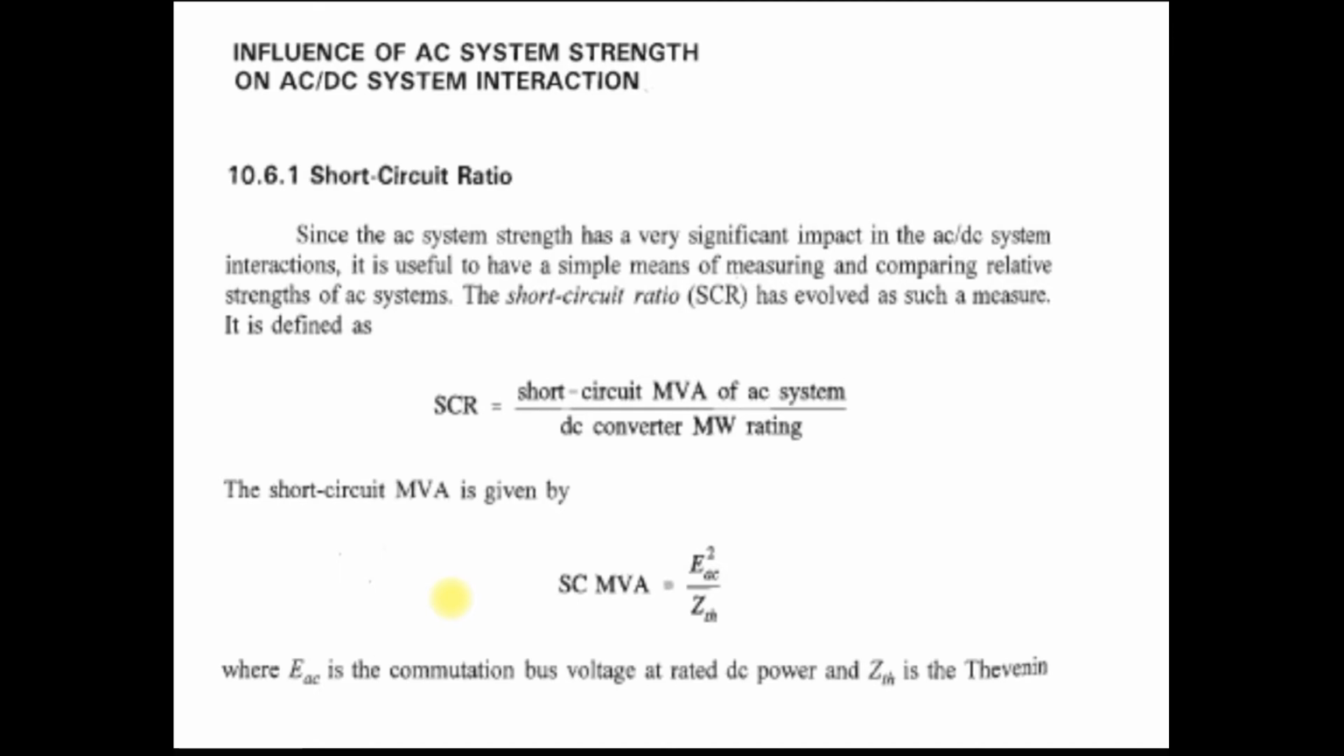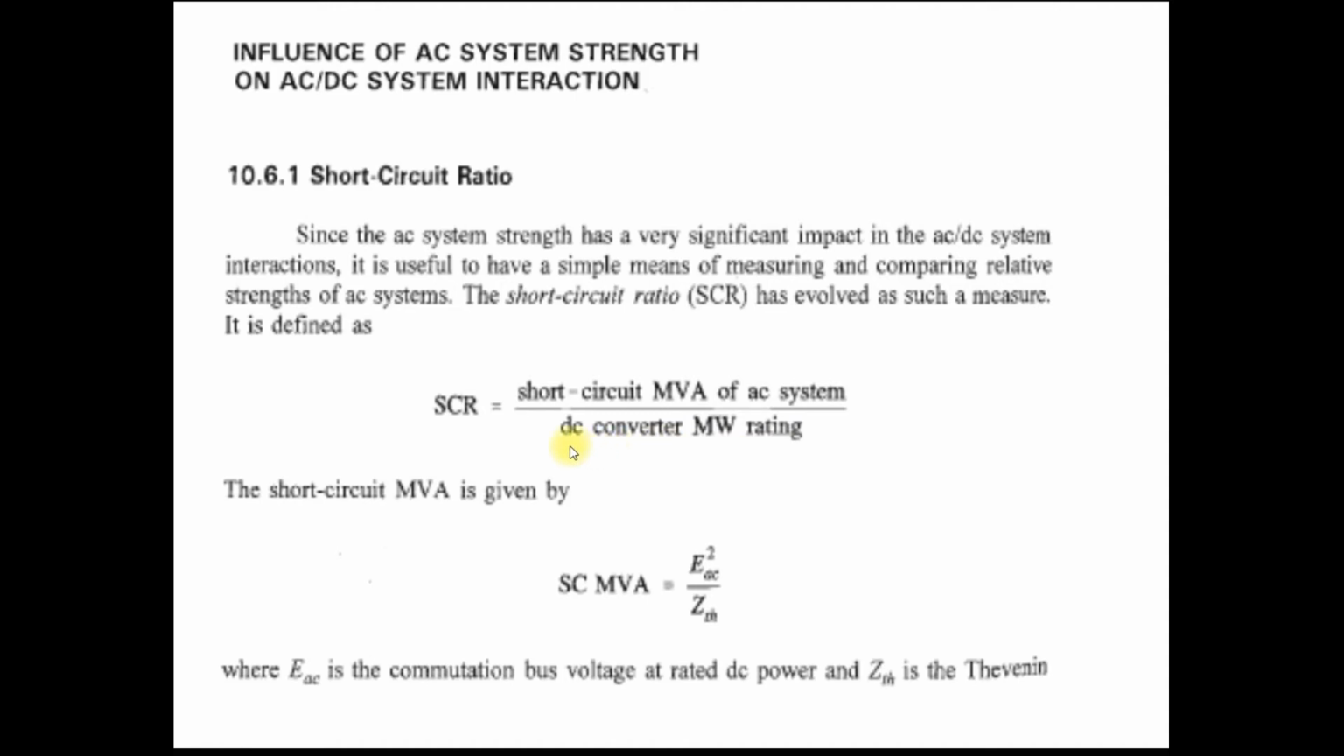This short circuit ratio parameter gives a measure of the AC system strength. In short, from the short circuit ratio we can decide whether the strength of the AC system is high, moderate or low. So what is the short circuit ratio? It is the ratio of the short circuit MVA of the AC system divided by the DC converter megawatt rating. The DC converter megawatt rating is the megawatt power flow in the DC line.